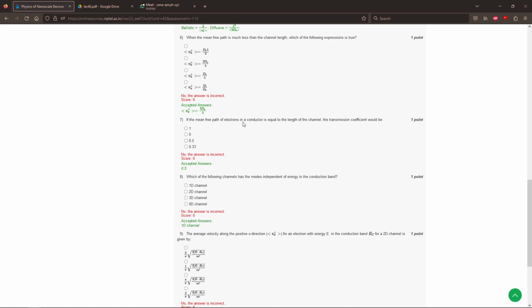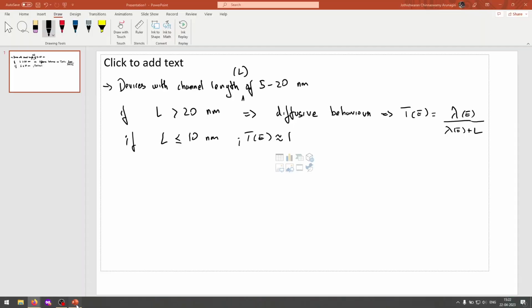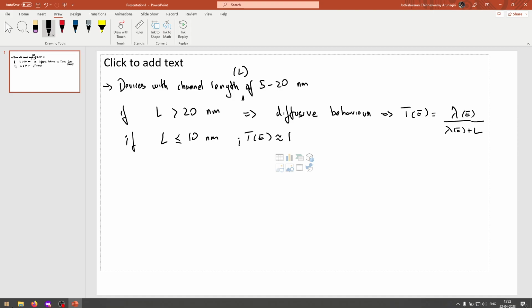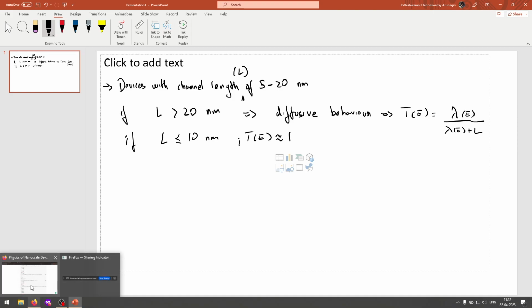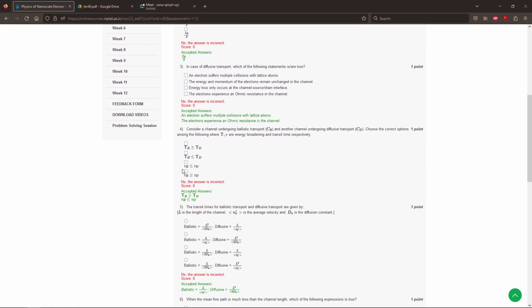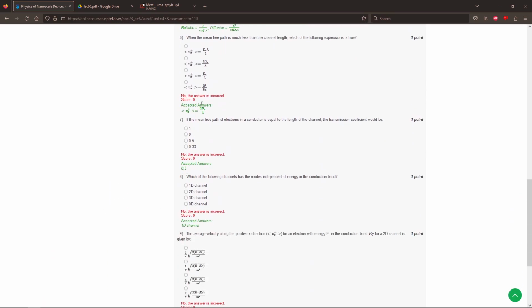As you can see here, you've been asked what the transmission coefficient would be if the mean free path of the electrons in a conductor is equal to the length of the channel. I hope you know how to solve this question. But in any case, this is assignment 5, question 7.